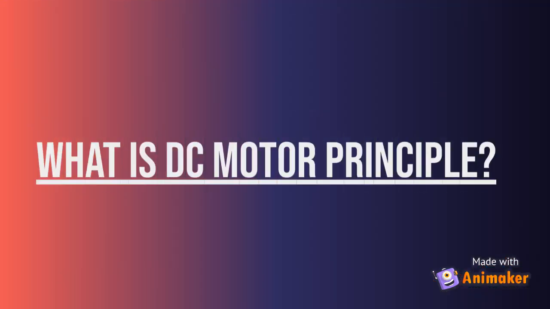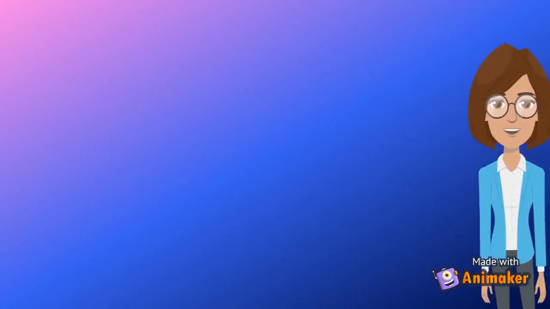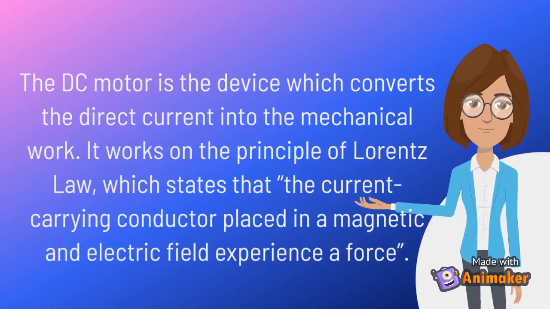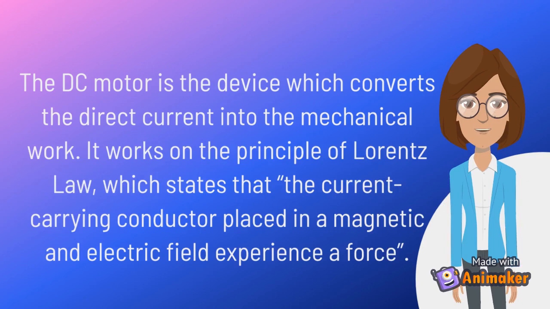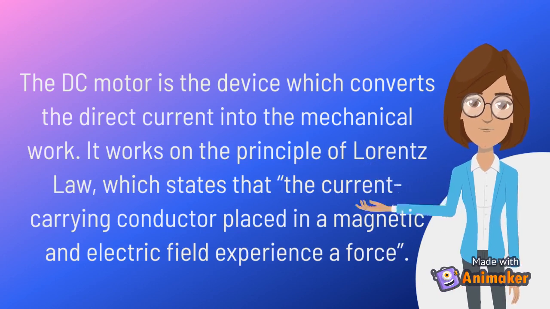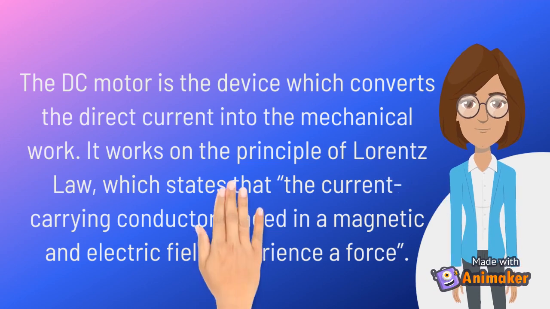What is the DC motor principle? The DC motor is the device which converts direct current into mechanical work. It works on the principle of the Lorentz law, which states that a current-carrying conductor placed in a magnetic and electric field experiences a force.